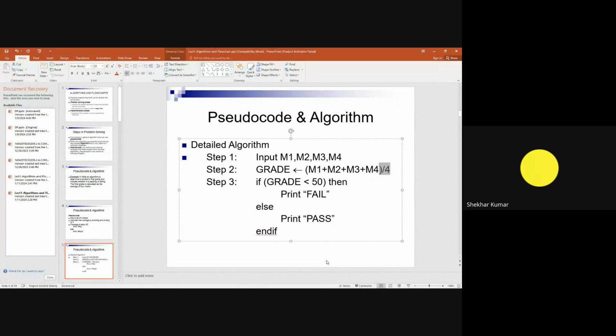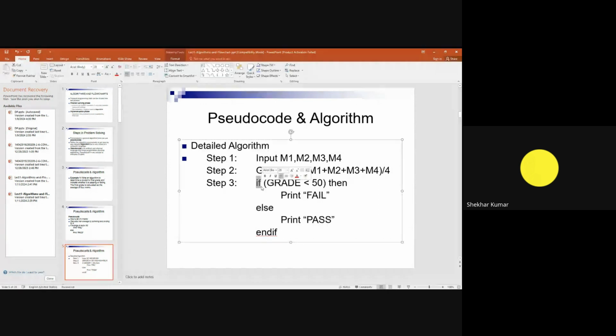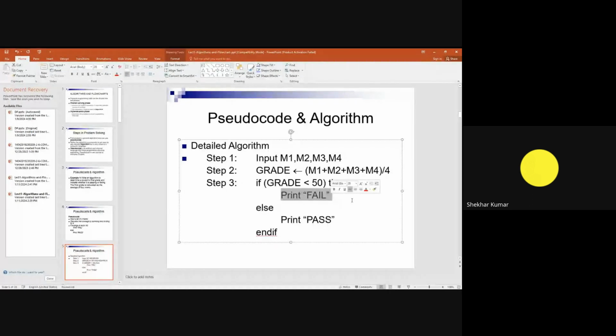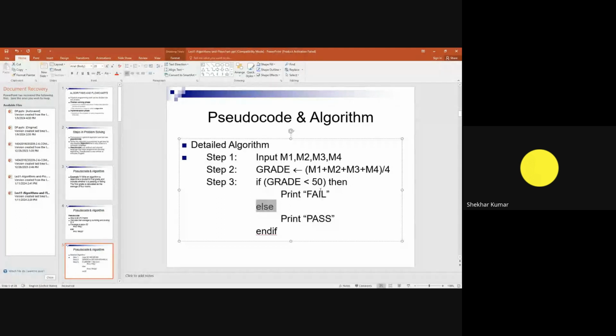And in the next step of the pseudocode, I have compared it with 50. If it is below 50, then it is fail, otherwise pass. Then here you can see the condition. I have checked the if condition. If the grade is less than 50, then we will print that the student has failed. Else, otherwise, the student will pass. What will be the else condition? The else condition will be that the grade is greater than 50. Then at last it will end. So this is the algorithm.